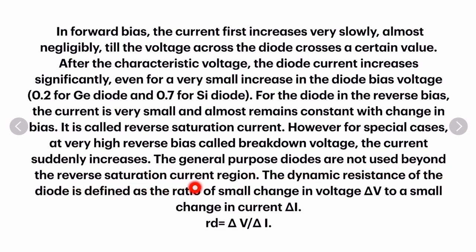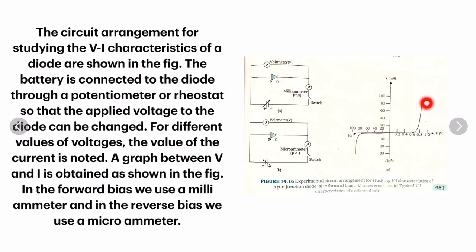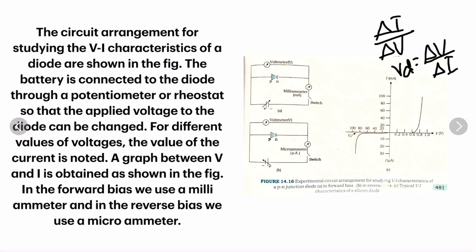The dynamic resistance of the diode is defined as the ratio of a small change in voltage, delta V, to a small change in current, delta I. RD is equal to delta V divided by delta I. That means you can take the slope of the graph. The slope of the graph will become delta I divided by delta V. But we want delta V divided by delta I, which is the resistance. So you can take 1 by M, where M is the slope, as the resistance of the diode.